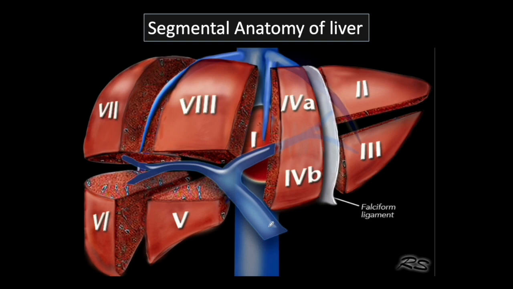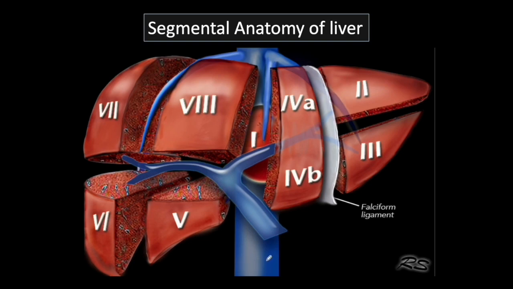Portal vein is formed by joining of superior mesenteric vein and splenic vein at the level of neck of pancreas. After forming portal vein, it ascends towards liver and it divides into left portal vein and right portal vein.